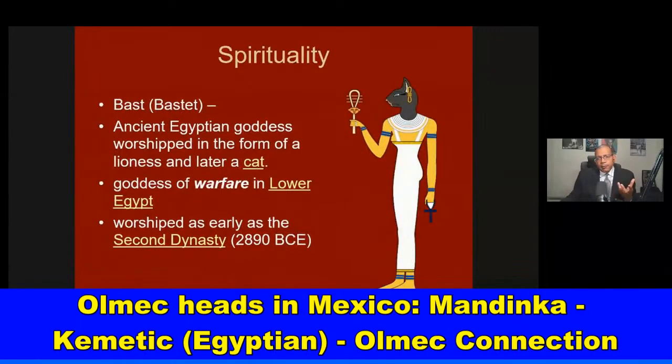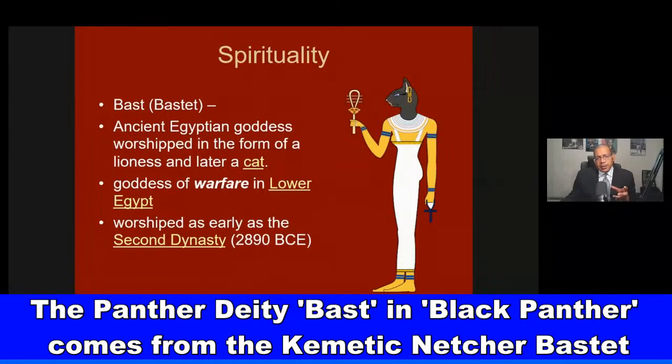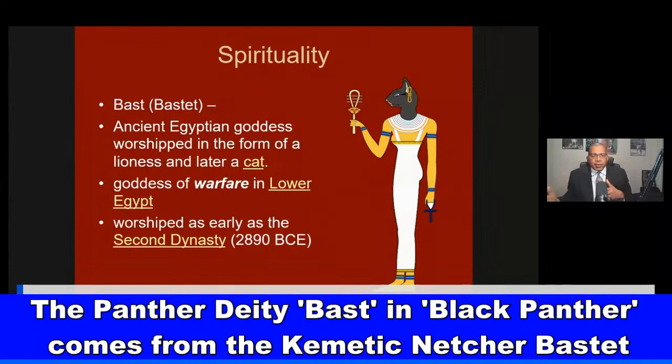Now the Panther deity of Bast that we see in the movie, the Panther deity that watches over Wakanda, comes from Bastet, which was a deity in ancient Kemet, ancient Egypt, in the form of a lioness, and then later a cat. An ancient Egyptian goddess worshipped in the form of a lioness and later a cat, goddess of warfare in Lower Egypt, worshipped as early as the Second Dynasty, around 2890 BCE, before the Common Era.